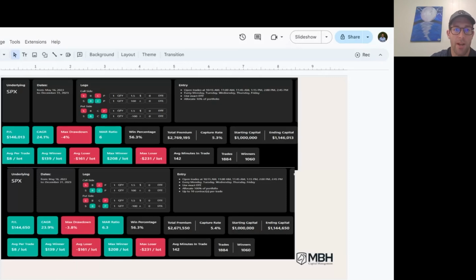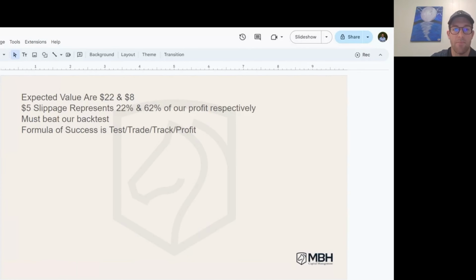And what I want to impress basically on that is that if our expected return is $22 and $8, 5 cents additional slippage represents 22% and 62% of our profits respectively. This is why when we set up our test, we much beat the backtest with our assumptions. And this is relatively easy with the automation. We can check what our slippage is every day, but you can see how that can have a massive effect.